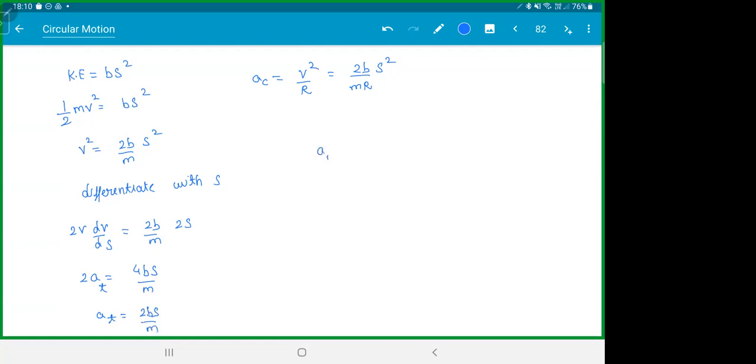So what is a net? Root over a centripetal square plus a tangential square. That is a mistake you guys are doing. You guys are not finding the tangential one, or maybe you're finding centripetal. You're finding one of them. So that would be 4b square s power 4 by m square r square plus 4b square s square by m square. That's your answer, everyone.